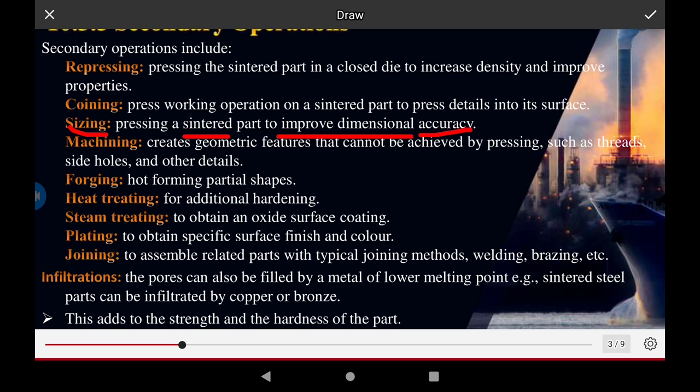This powder is applied in manufacturing to make products, other three-dimensional and two-dimensional products, with very good dimensional accuracy and a very smooth surface. Machining creates geometric features that cannot be achieved by pressing, such as threads, slots, holes, and other details, given to the product in its dimensions, on one side, two sides, and other sides, making the product three-dimensional.